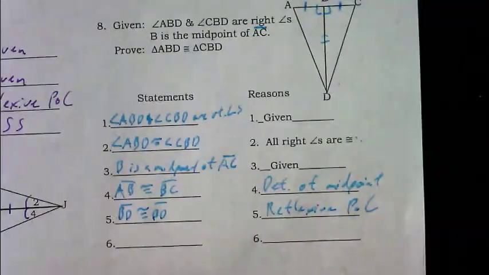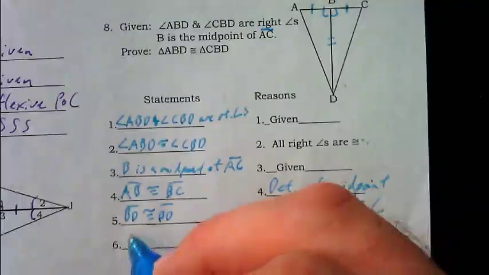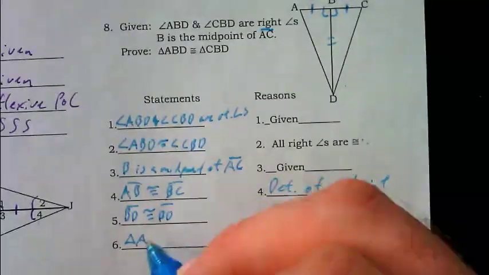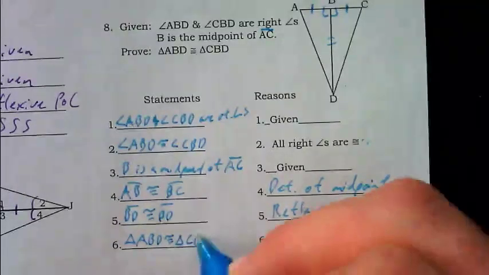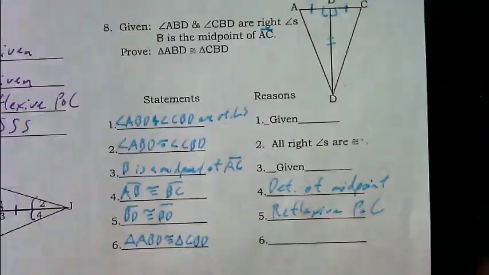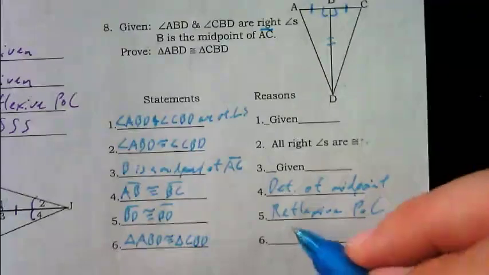And finally, we're not quite done yet. We got a proof statement, but again, that's our last blank, so that proof statement has to go now. So triangle ABD is congruent to triangle CBD, side angle side.